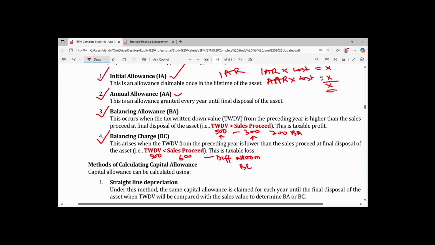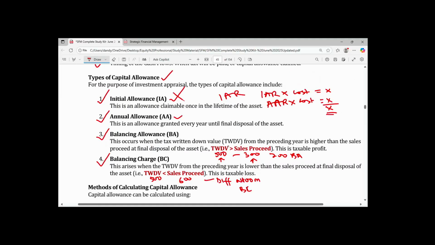In most cases, you are not going to see initial allowance in the question. Initial allowance rates will not be given to you. What you are going to have is annual allowance. So every year you are going to be claiming the annual allowance until the final disposal. It is at that final stage that you are going to consider whether it will be balancing allowance or balancing charge. Once you dispose of the asset, the difference between the disposal value and the tax written down value will tell you whether it is balancing allowance or balancing charge.